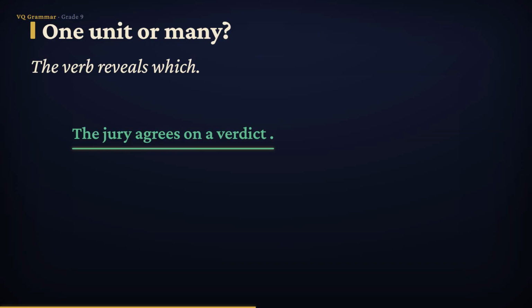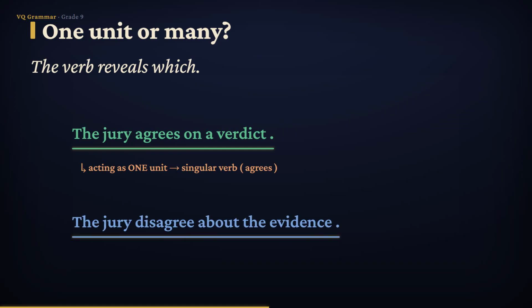Let me show you what that looks like. Sentence 1. The jury agrees on a verdict. Here, the jury is moving together, thinking as a single body. So we treat it as singular and use the verb agrees. Now, sentence 2. The jury disagree about the evidence. This time, the members are pulling in different directions, acting as many separate people. So we treat it as plural and use disagree. Same collective noun, 2 different verbs. And the verb you choose tells your reader whether you mean the group as one or the members as many.